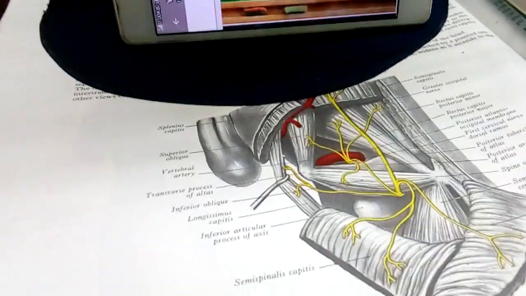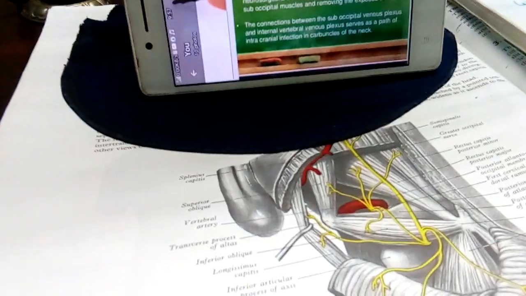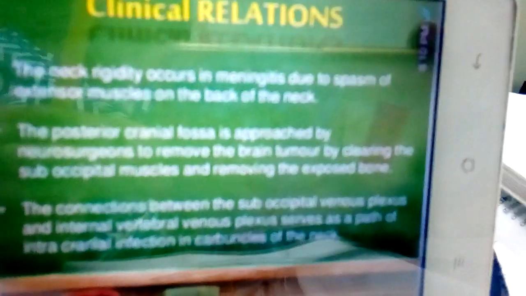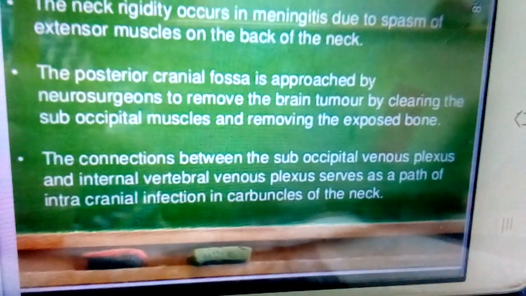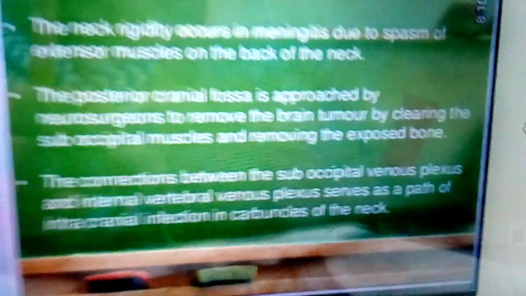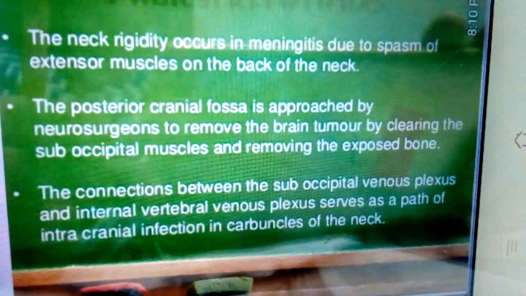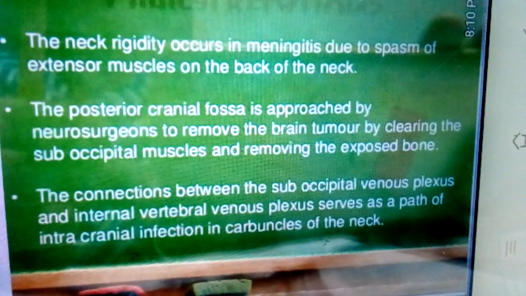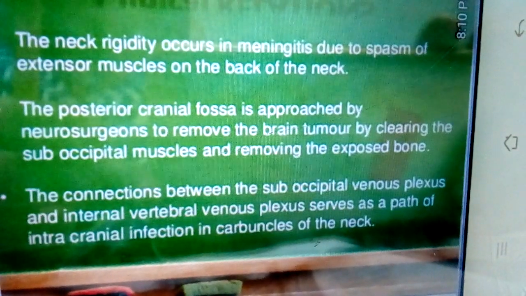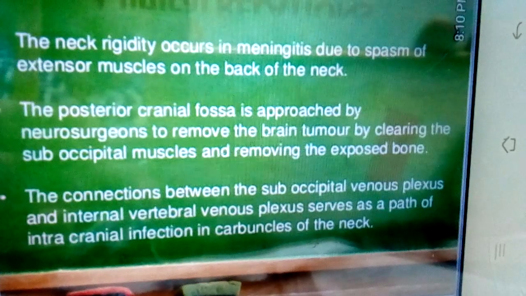Okay, they should be treated. And then other than that, neck rigidity is common in meningitis. Meningitis is an inflammation of the meninges, and in this there occurs neck rigidity, due to the spasm of the extensor muscles of the back of the neck. These muscles help in extension, that is superior oblique and inferior oblique. Okay, and also the rectus posterior major and minor muscles help in the extension of the vertebral column.